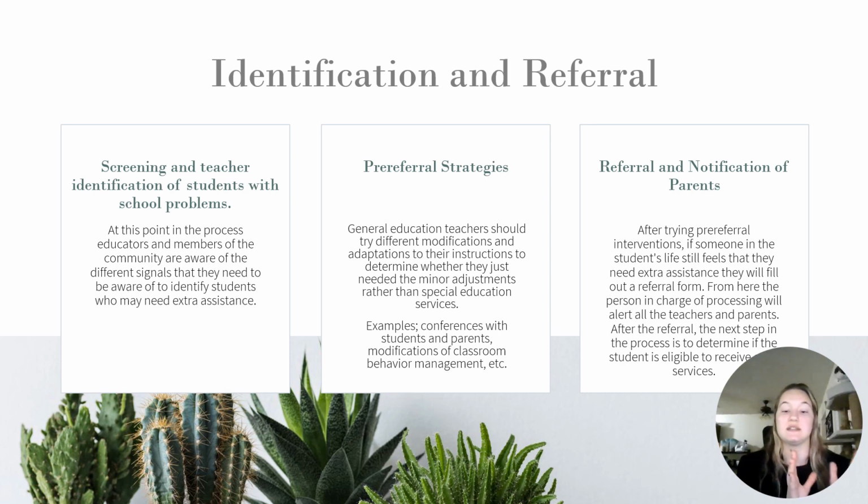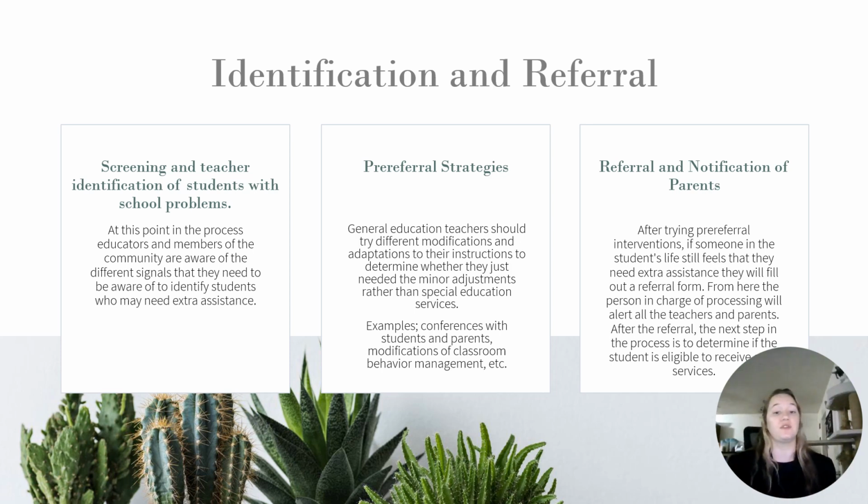At this point in the process, it's simply people talking and saying, hey, I believe that this student may need extra assistance. Then we move on to the pre-referral strategies. At this point, the general education teacher should be making accommodations and adaptations to their room to provide that extra assistance and see if maybe they just need to sit a little closer because maybe they have a little trouble with vision, but not to the extent where they would need special education services. Some examples of strategies that we can use are conferences with the students and parents, modifications of the classroom, behavior management, and much more.